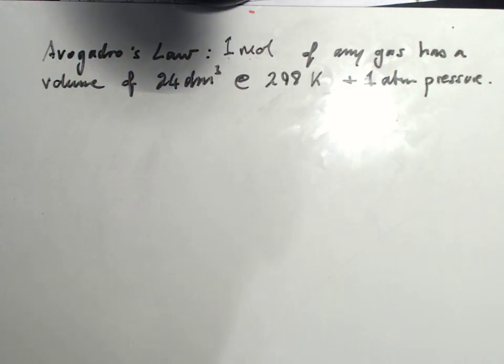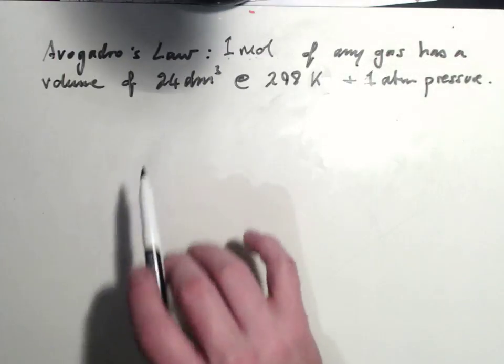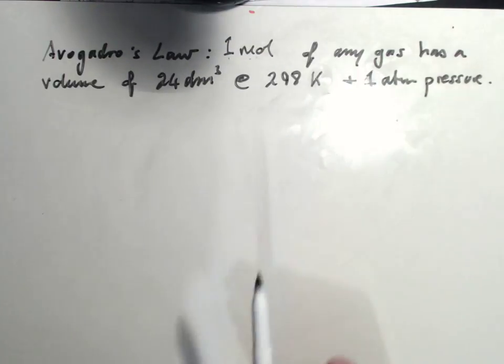Slight variation over here. Avogadro's law, sometimes also called Avogadro's principle, tells us that 1 mole of any gas, if it's at the same temperature, always has the same volume. So we're going to look at it here with regards to 1 mole of any gas having a volume of 24 decimeters cubed at 298 kelvins and 1 atmosphere of pressure. As far as AS level chemistry, that's pretty much what Avogadro's law means.